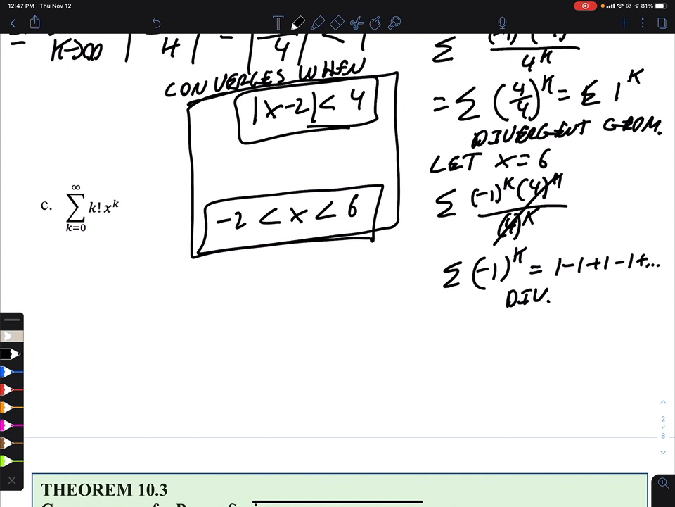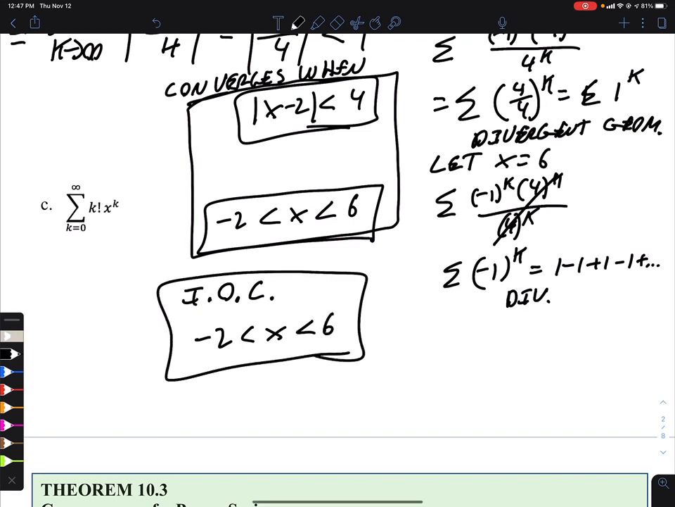So both at negative 2 and 6, it diverges. So now we have our interval of convergence is going to be negative 2 to 6. Now, on the previous one, we couldn't state this as the interval because we didn't know what was happening at the endpoints, at negative 2 and at 6. Now that we found out it diverges at both, we're going to have not equals on both, and we can state that as the interval of convergence.